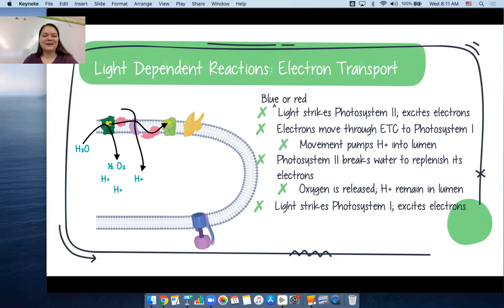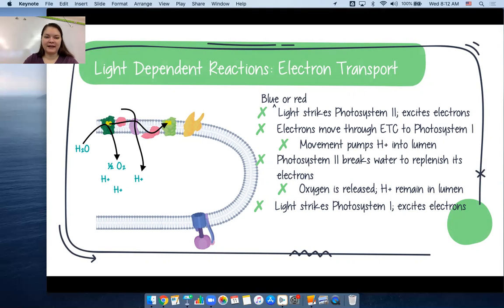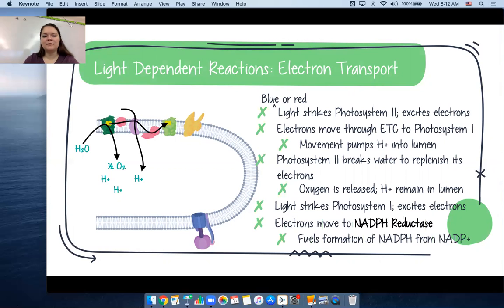Okay. Then we have red or blue light striking photosystem 1. So the pair of electrons that was here have gone into photosystem 1. Photosystem 1 is going to be struck by enough light to excite it. And that's going to allow those electrons to escape and move to the NADPH reductase, where we're going to see NADP plus reduced into NADPH.